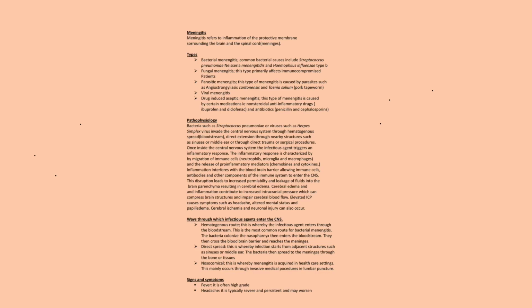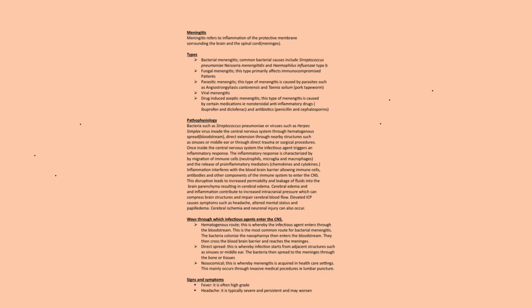So, what is meningitis? Meningitis refers to the inflammation of the meninges, that's the protective membranes of the brain and the spinal cord. They are known as the meninges. So when they get inflamed, it results to a condition known as meningitis. There are different types of meningitis, and the different types are categorized according to the causative agent.